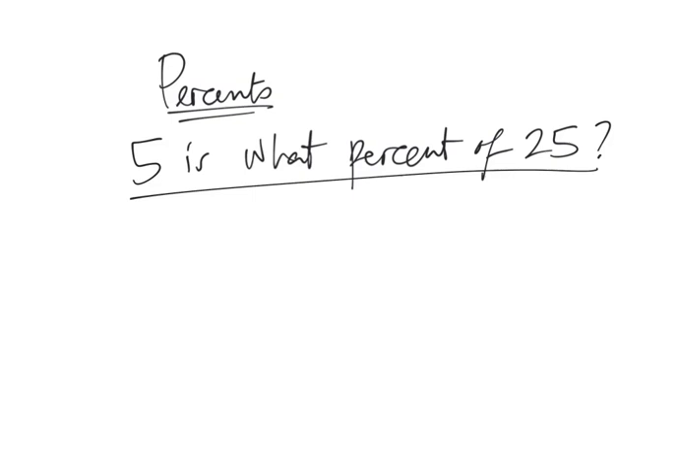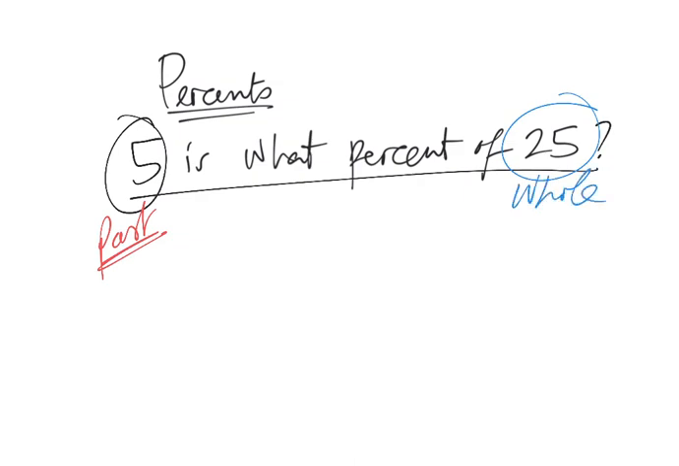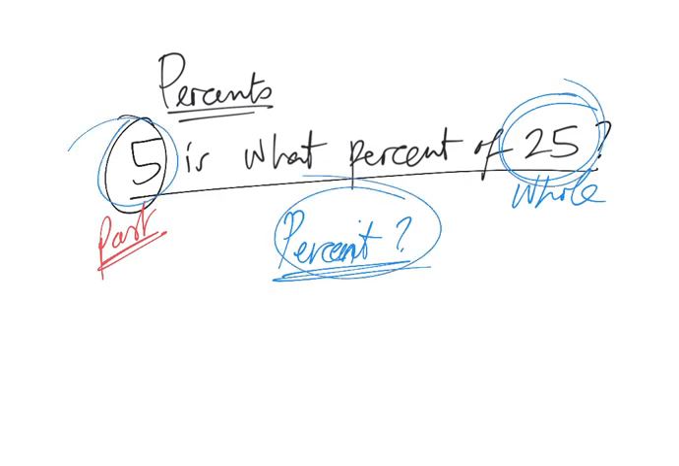So imagine if somebody says 5 is what percent of 25. Remember, this is another category where we've been given a part, which is 5. We've been given the whole, which is 25, and we're looking for the percent. Now notice what's important here is to recognize your part, your whole, and what you're looking for.